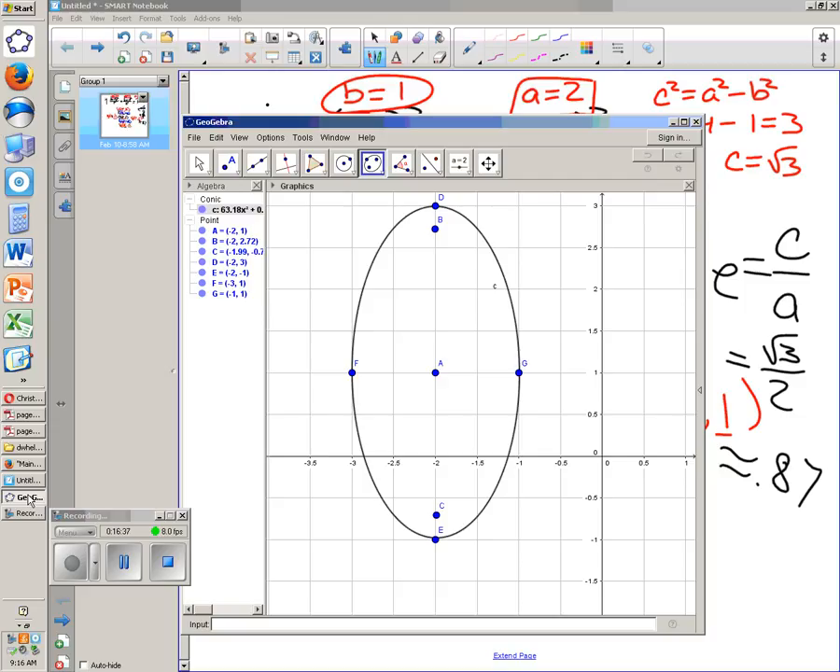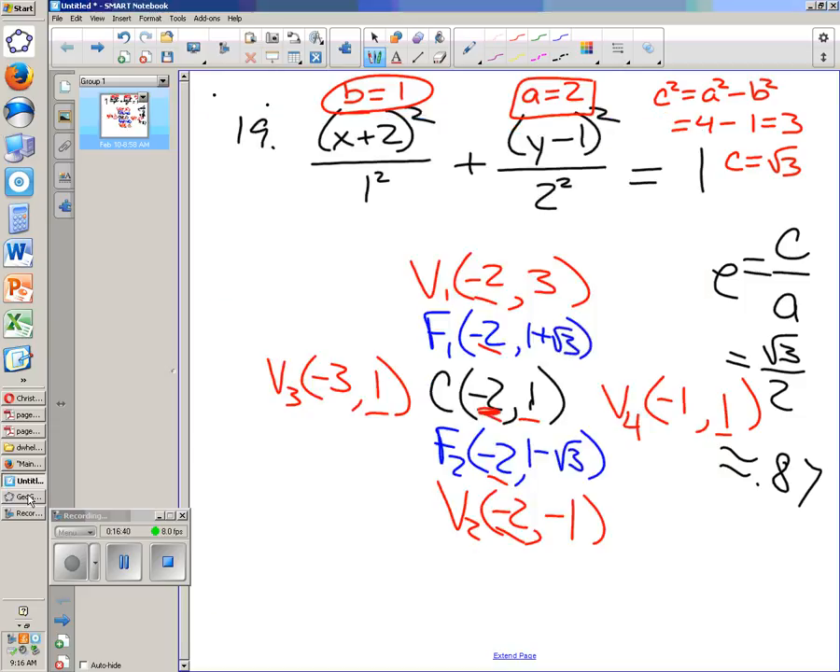All right? Is that okay for number 19? All right. Other questions from this set?